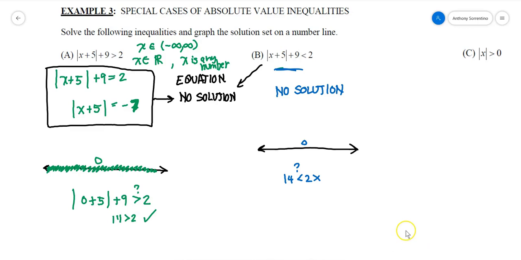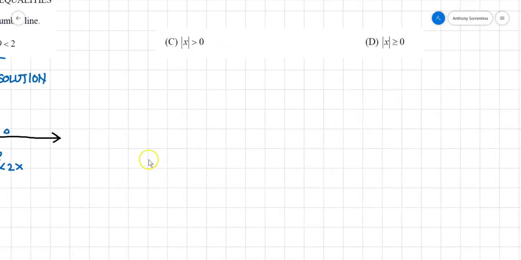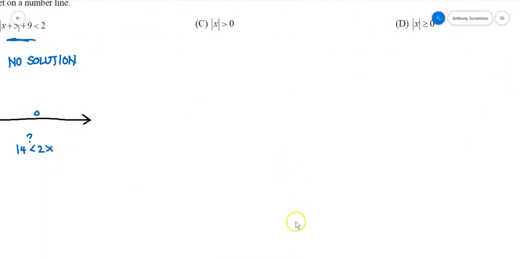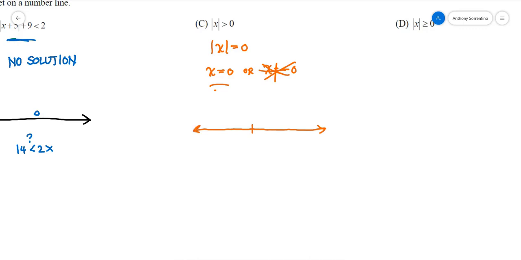So for instance, from more simplistic ones, the absolute value of x is greater than 0. If I solve that, again, I could say the absolute value of x equals 0, which means that when I solve that equation, x equals 0, or x equals negative 0, which is the same thing, so I really don't have to consider that one, which means x equals 0. I do have a solution that I can put on the number line.